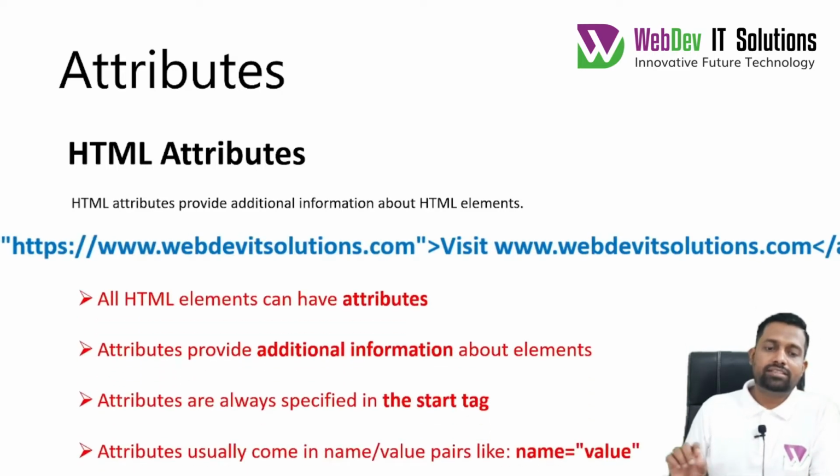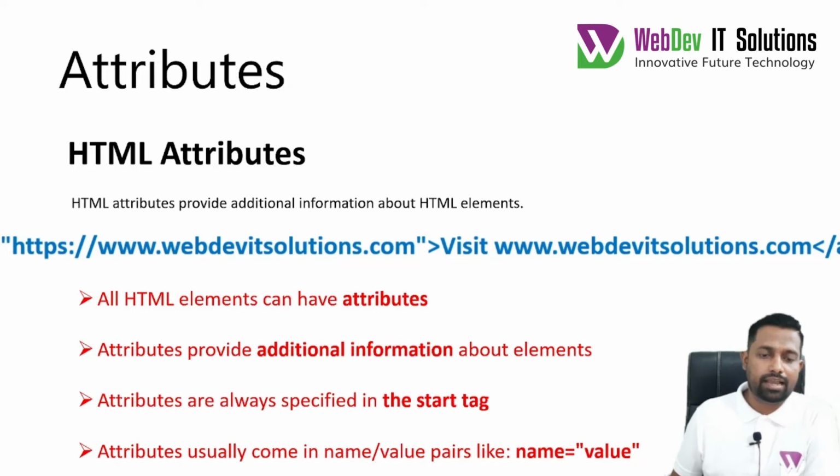Now all HTML elements can have attributes. Of course, here we have an a tag, so we are using the href attribute. If we write an image tag, we have to write the attribute src. Like that, if we write a p tag, we have an attribute called style. So there are lots of attributes available. We will see them later, in the next session.